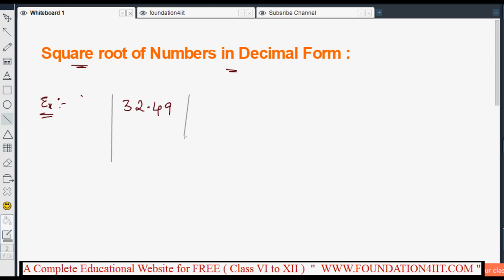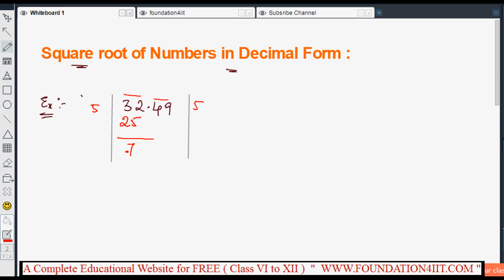We'll take the 2 from the right side, so we'll mark it: 49 and 32. Now the point is here. First of all, for this 32, the nearest perfect square is 5 times 5, which is 25, because 6 times 6 is 36, which is more than that.